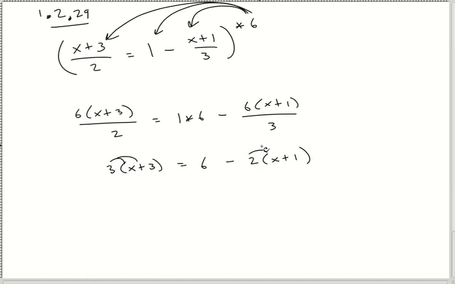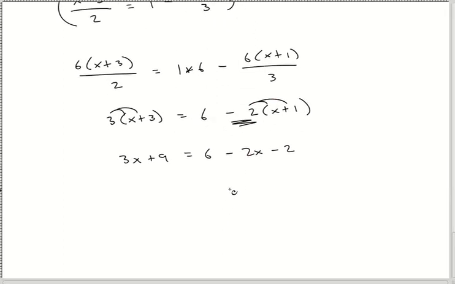Distribute your 3. Distribute your, I would say, negative 2. So 3x plus 9 is equal to 6 minus 2x. Notice now negative 2. Combine like terms, I'm going to add 2x to both sides. Sounds like a good idea. Let's minus 9 on both sides. And so I got 5x is equal to, and on this side I got 6 minus 2 minus 9.